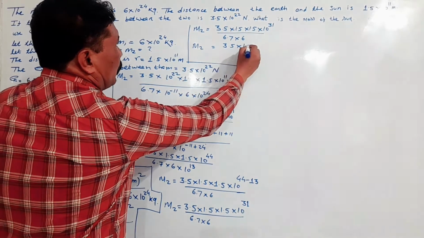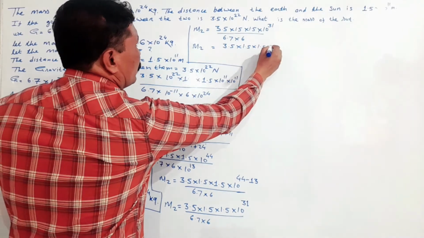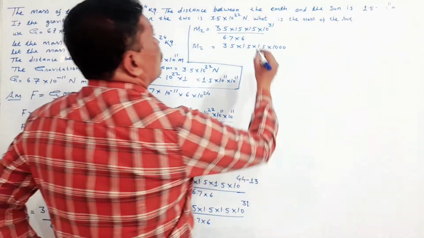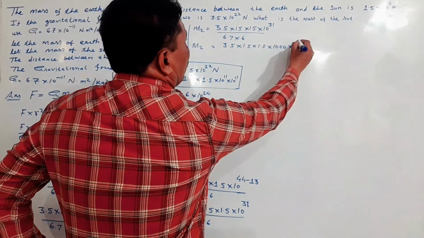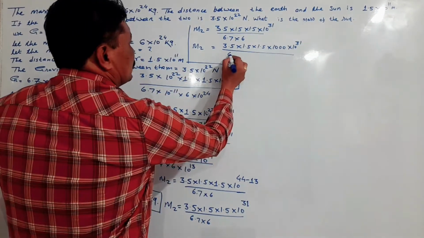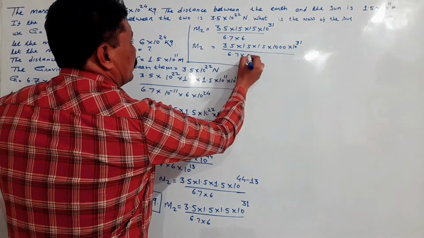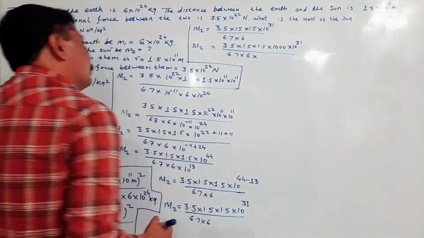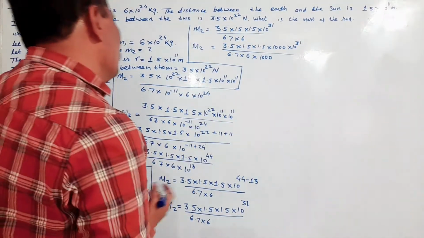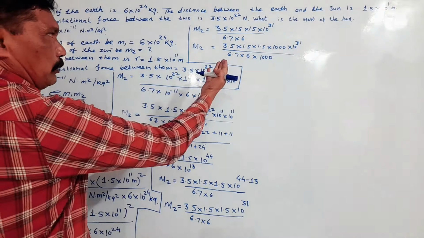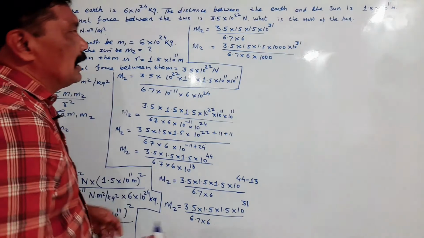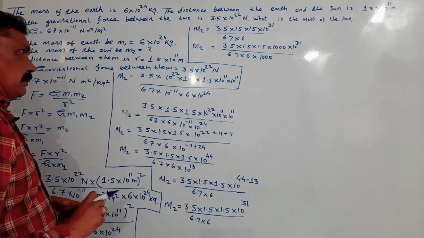3.5 into 1.5 into 1.5 into 1000, will write into 10 to the power 31 as it is. Here we will write 6.7 into 6 into 1000. My dear student, in order to remove the point, we have to remove 3 digits, and therefore we have to multiply the numerator and denominator by 1000.